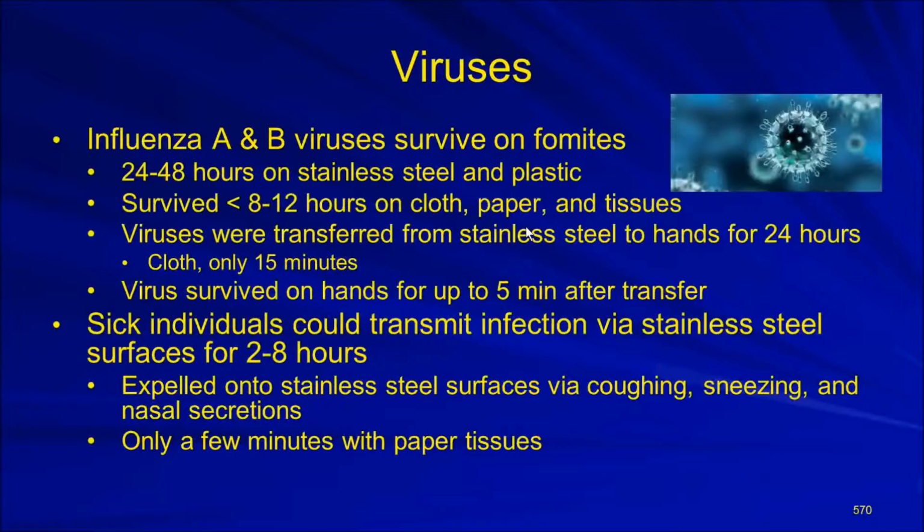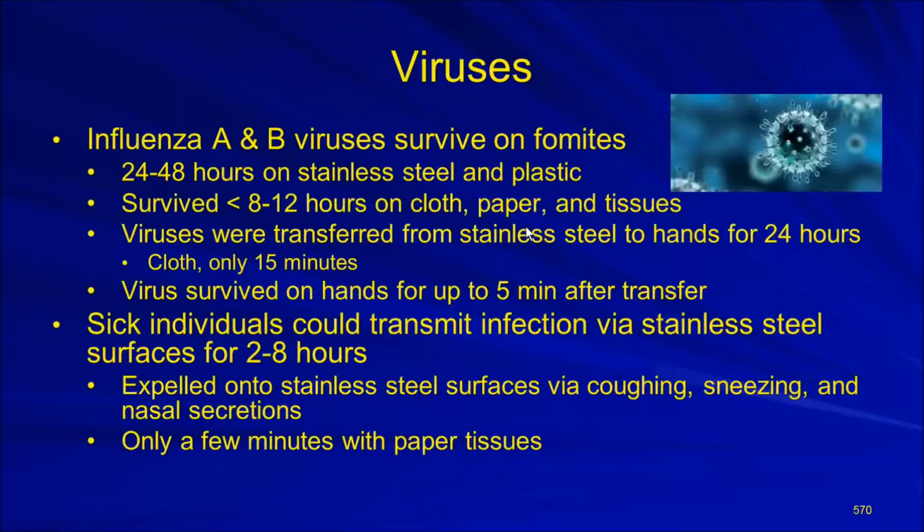We looked at bacteria and we found that bacteria survived much longer on what type of surfaces? They were the non-porous surfaces, correct? The surfaces such as stainless steel and plastic. So we see a similarity here. Both viruses and bacteria survive much longer on stainless steel, plastics, and these non-porous surfaces, and they do not survive nearly as long on porous surfaces such as cloth, paper, and tissues.